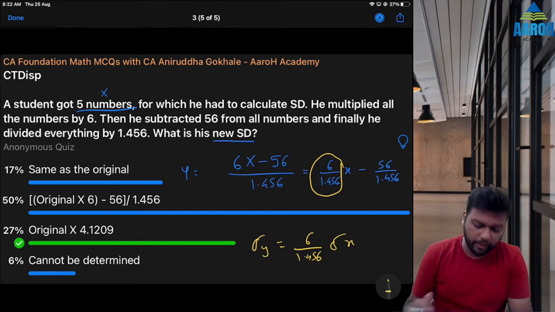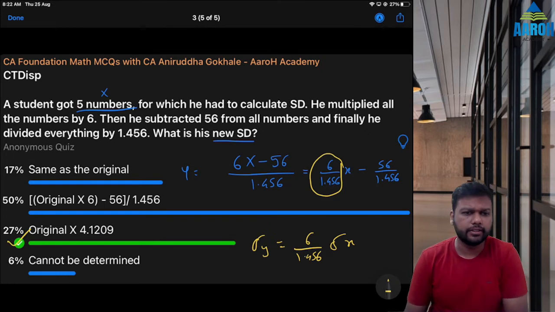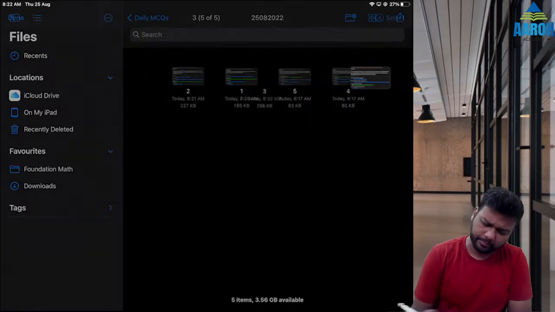4.12 into original, that is the correct answer. Okay, so it was again a good one.